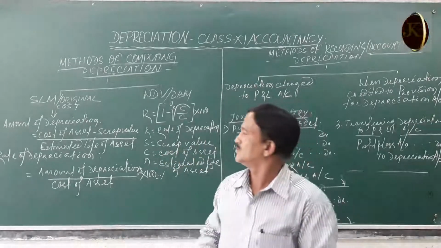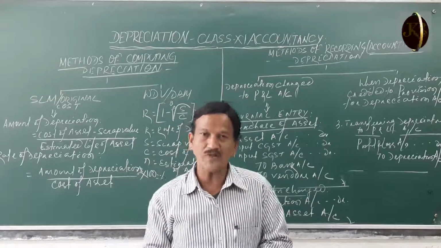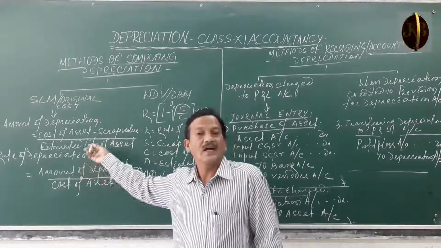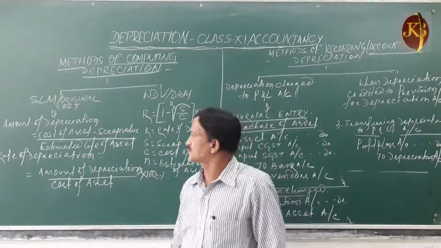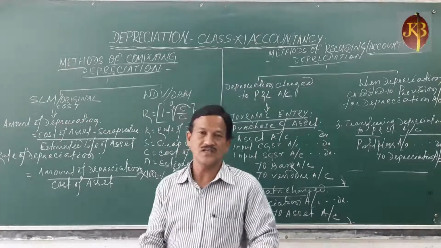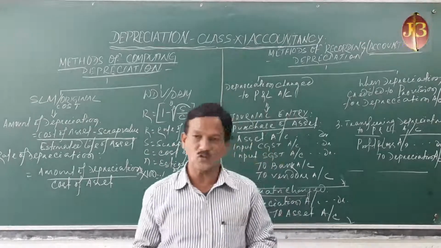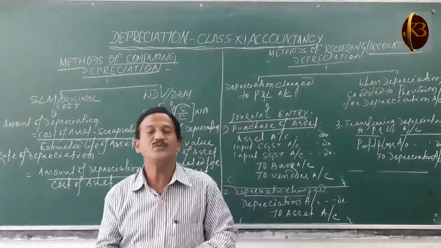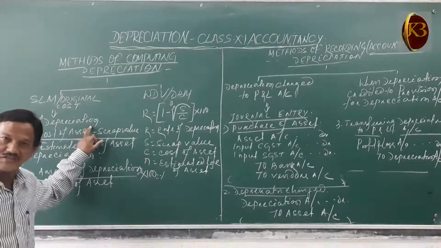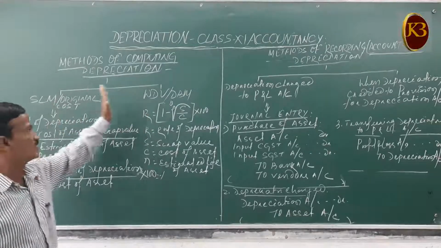This method is also known as the original cost method, or fixed installment method, or the fixed rate of depreciation method. That means the amount of depreciation charged under this method is fixed every year. Suppose a machinery is purchased for 1 lakh rupees and the life of the asset is 10 years. Then first you have to calculate the amount of depreciation. This is the same for both the straight line method and the written down value method.